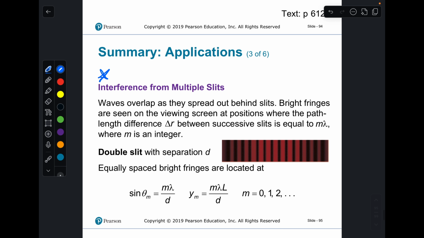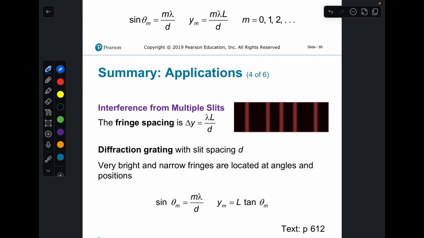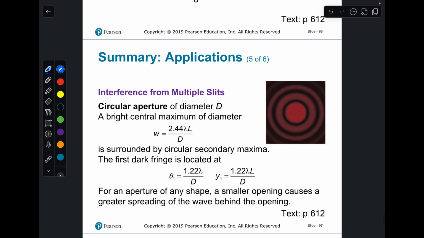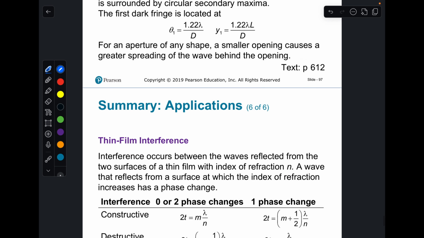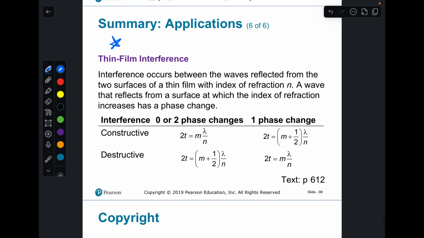Multiple slit diffraction is what you need to look at. For the exam, don't worry about circular aperture. And then this is going to be your best friend, your thin film interference slide. And that's going to be the end of this lecture. Thanks for listening.